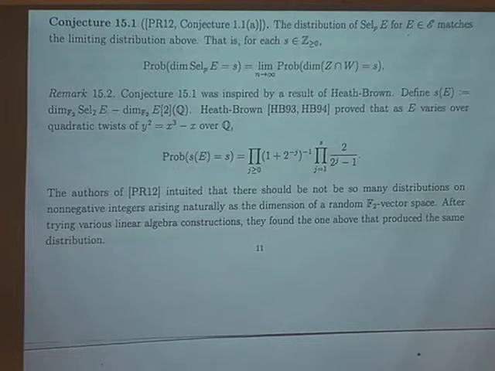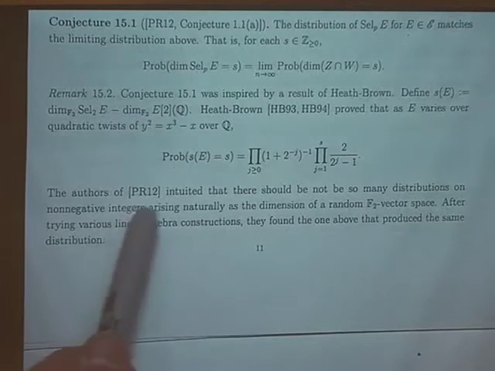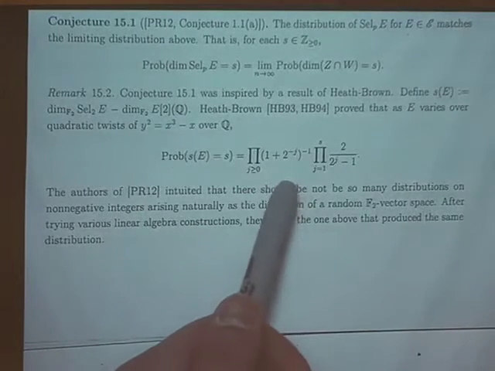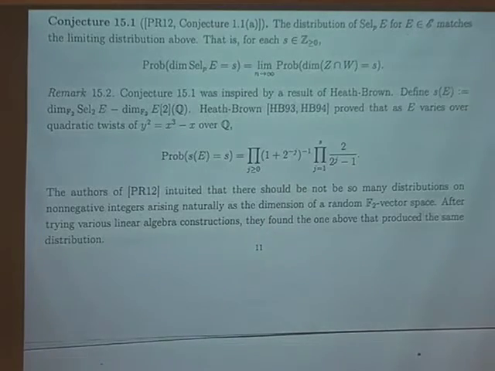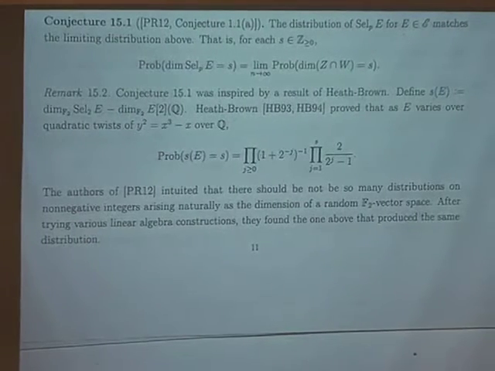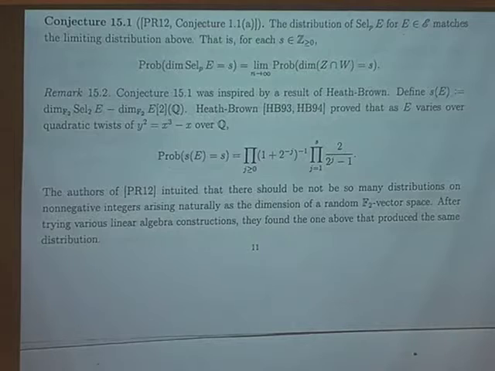And so Eric Rains and I were wondering, well, there can't be that many ways that you can make a random vector space over FP. So let's just think of all the ways we can make a random vector space over FP and hope that one of them comes out to be the same as that distribution. And so we just kept trying things and we found one that worked. First we got one that worked at every prime except for 2. And then we thought, oh, we must be getting close.